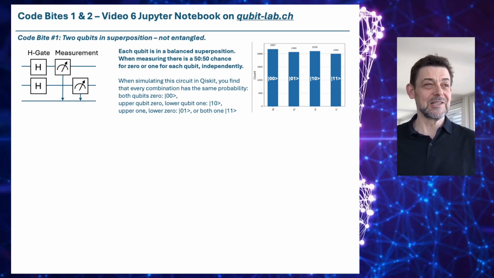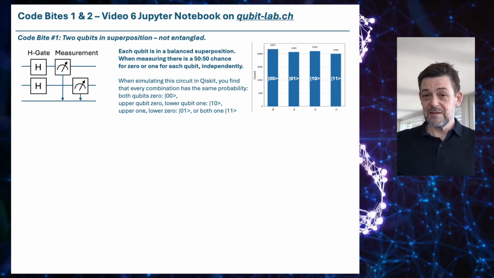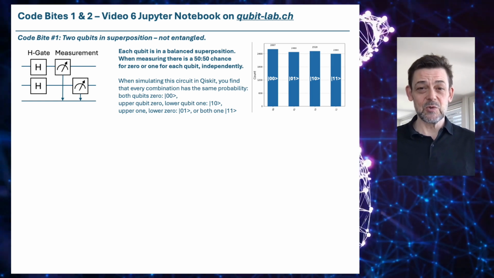In the notebook you find the Qiskit code for this. To the right is the result. All 4 possible combinations are equal.